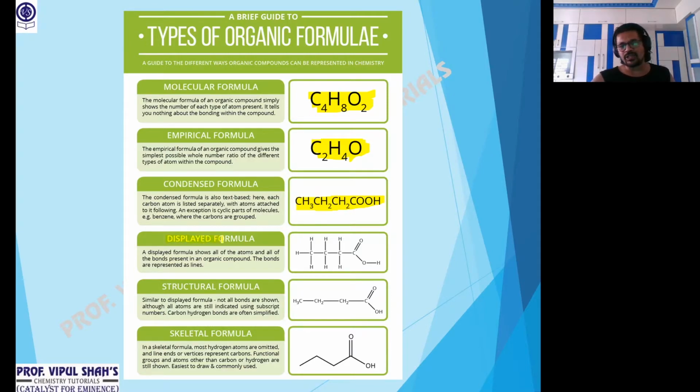Displayed formula is by showing all the bonds. What do you see? All the single bonds and all the double bonds, proving carbon valencies 4, oxygen valencies 2, hydrogen valencies 1. Showing all the bonds is the displayed formula.